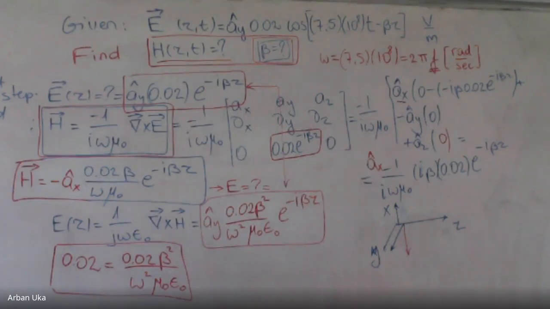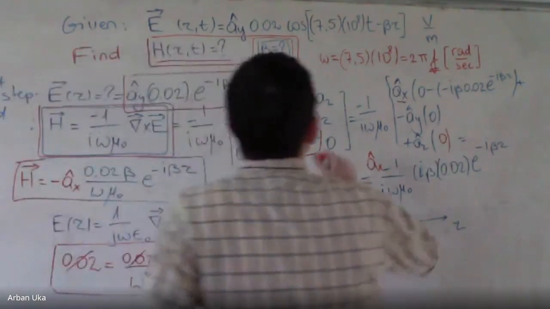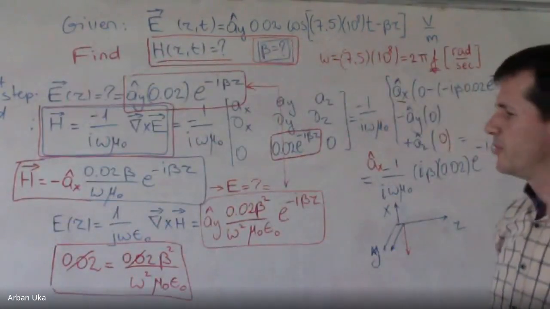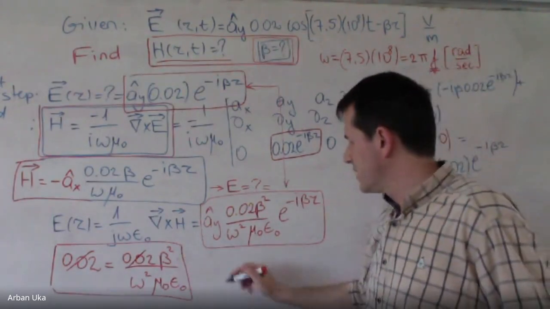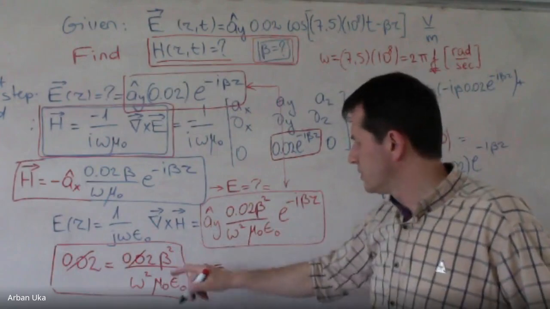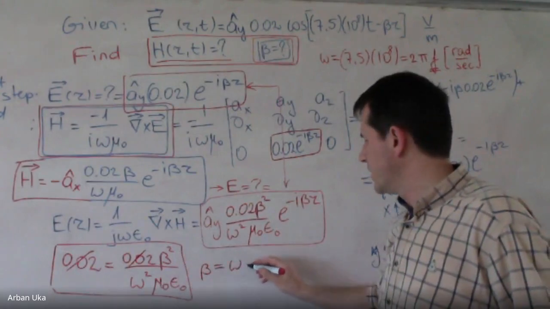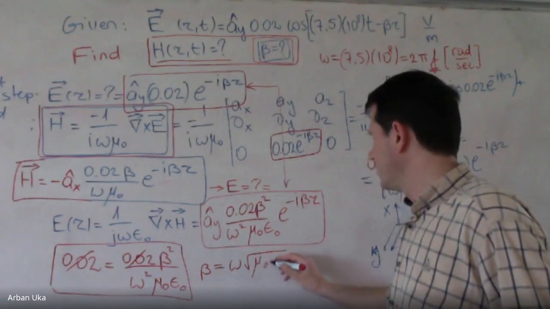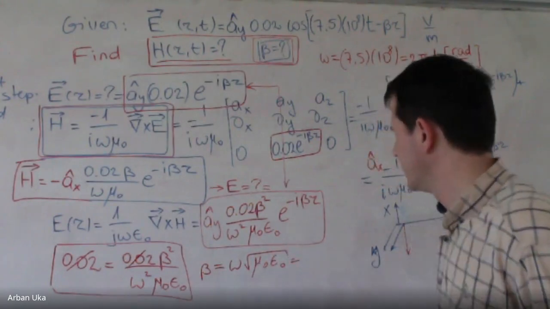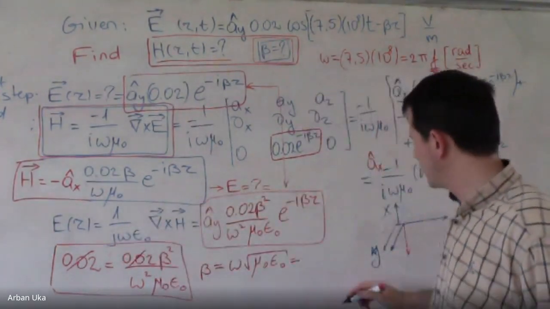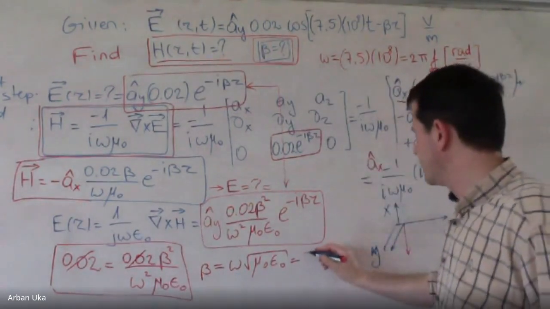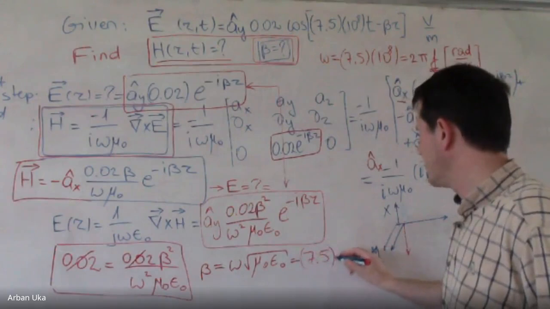Then these cancel out, and if you remember, we discussed a while ago the relationship between the omega and the beta. Somehow we are getting it from here. So the beta should be equal to the omega times the square root of mu 0 epsilon 0. We can multiply both sides of the equation by this term and take the square root, and omega is 7.5 times 10 to the power 8.